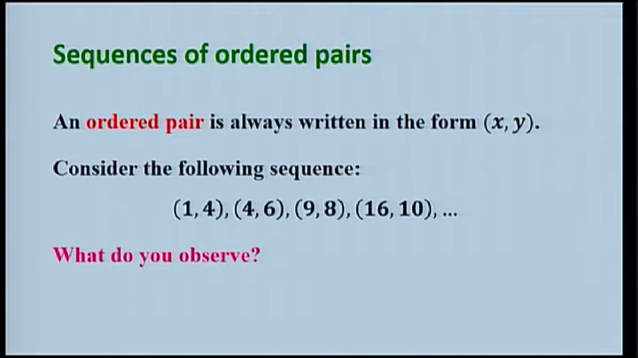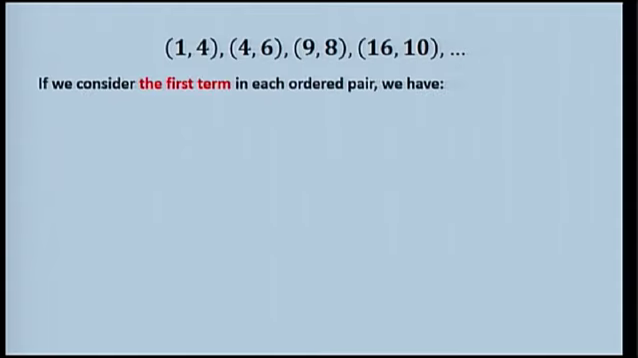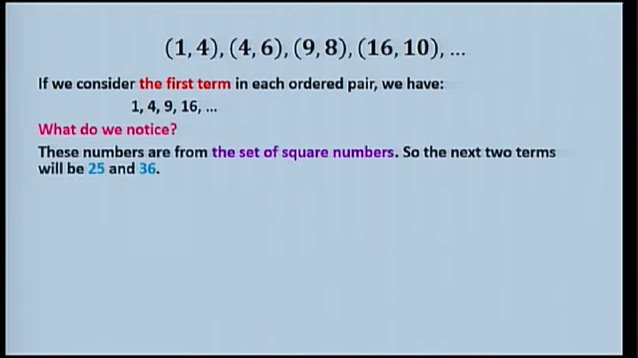What can you observe? If we consider the first term in each ordered pair, the first terms will be 1, 4, 9, 16. So what type of sequence is this? 1, 4, 9, 16, and so on. Yes, these form the set of square numbers. So the next two terms will be 25 and 36.